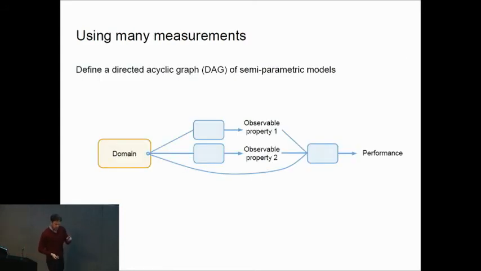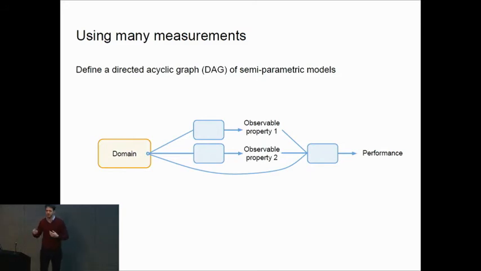OK, so this was the first of two techniques, which solved the first two problems I mentioned. The third problem I discussed was how to use many measurements. The idea is quite a naive one: just build a directed acyclic graph of semi-parametric models. This entire thing here is our probabilistic model, and each blob here is a semi-parametric model, which is going to output a single measurable value.